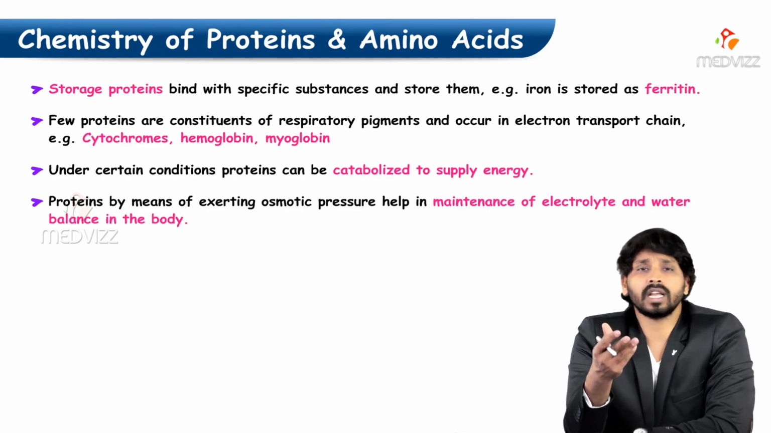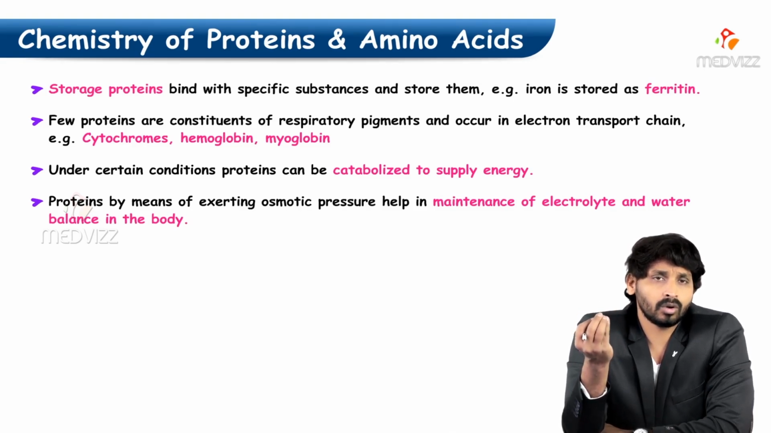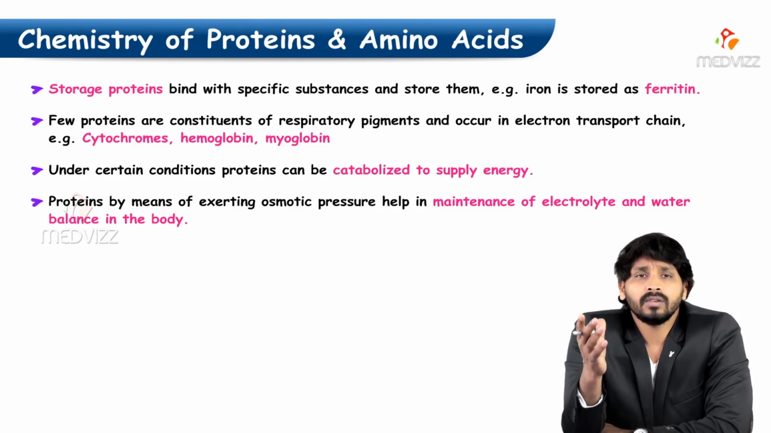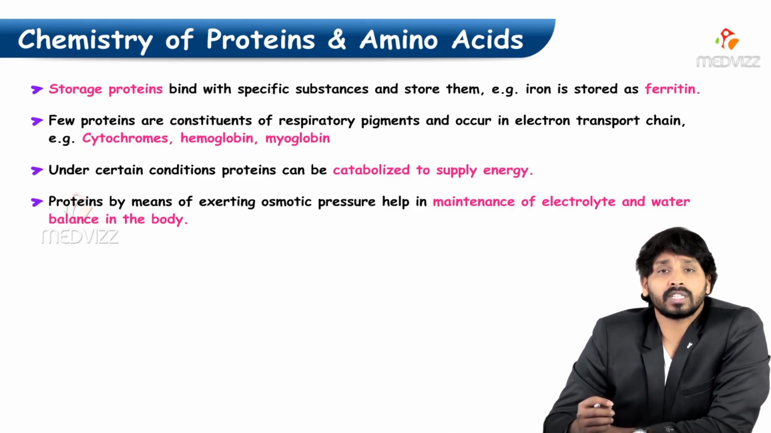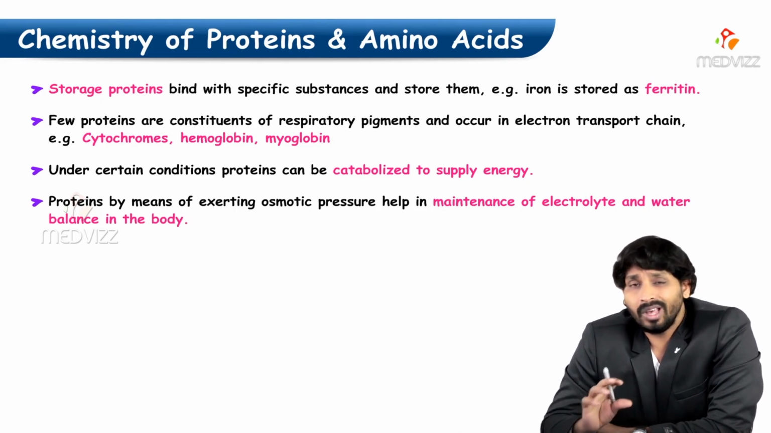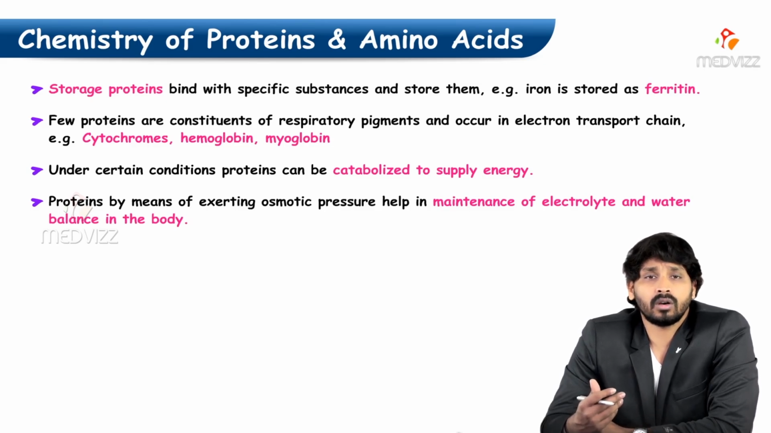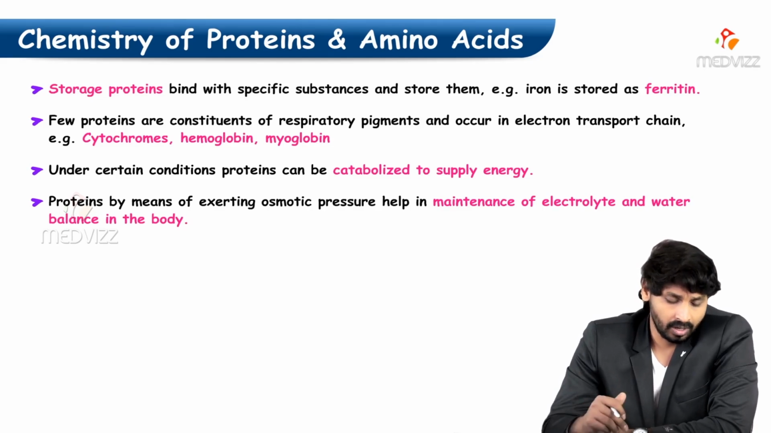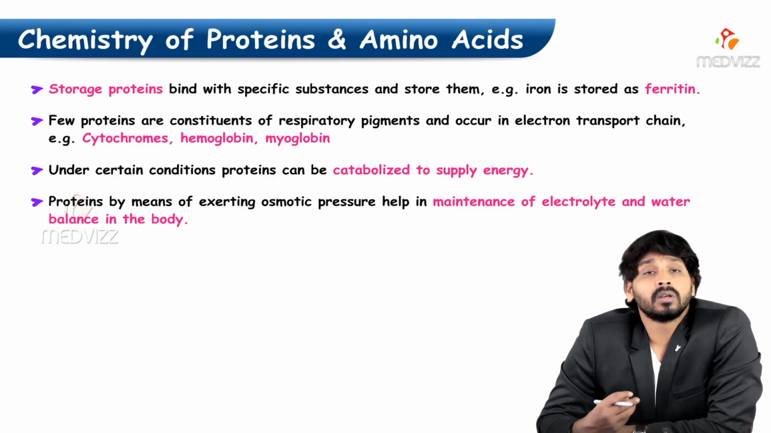And some proteins serve a storage function, especially for iron. The mineral iron is stored in our body, especially in the liver, as ferritin. A few proteins are constituents of respiratory pigments in the electron transport chain, where ATP is produced in the mitochondria. So there are cytochromes, hemoglobin in RBC, and myoglobin in muscles.